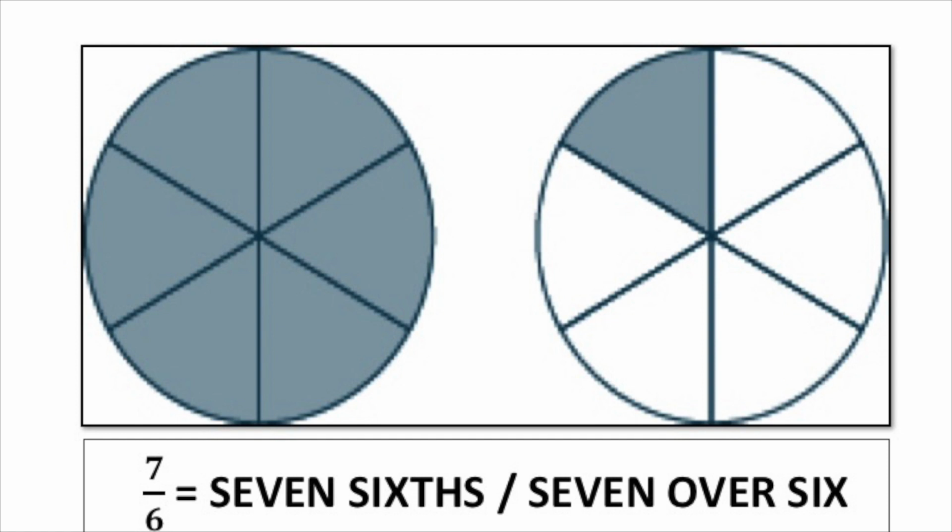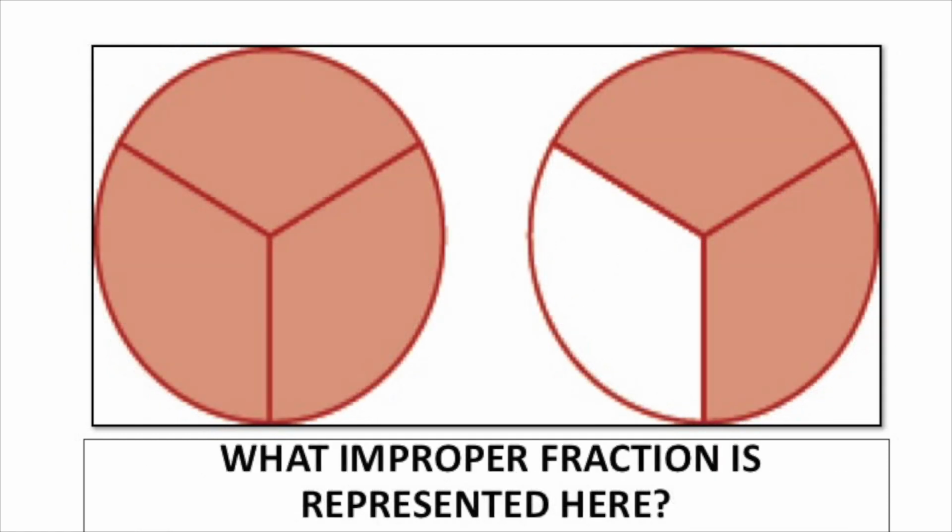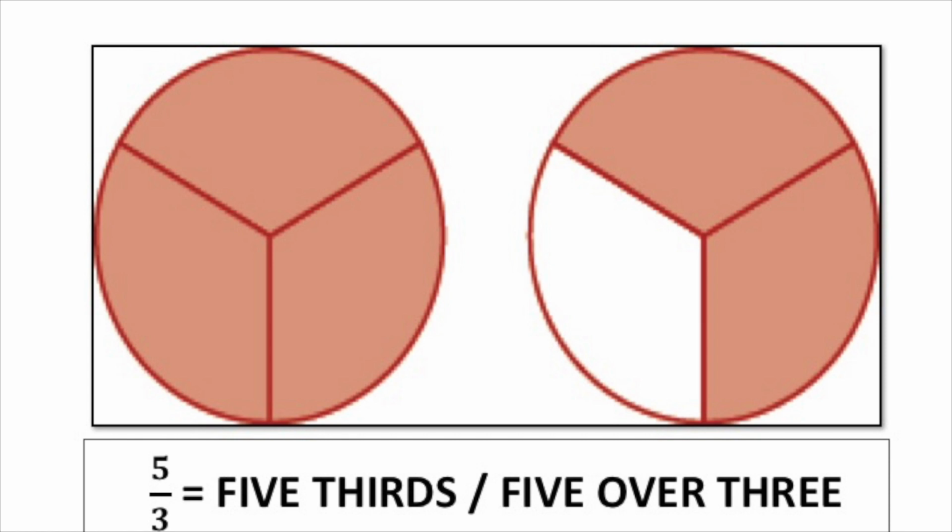Let's do one more together. What improper fraction is represented here? 5 over 3. Perfect. Well done, guys. You're recognizing very well what to do with improper fractions. First of all, count the number of colored parts. 5. Well, how many parts to the whole? 3. So, the improper fraction here, 5 over 3, or 5/3. Any questions? That was excellent, guys. Very well done.